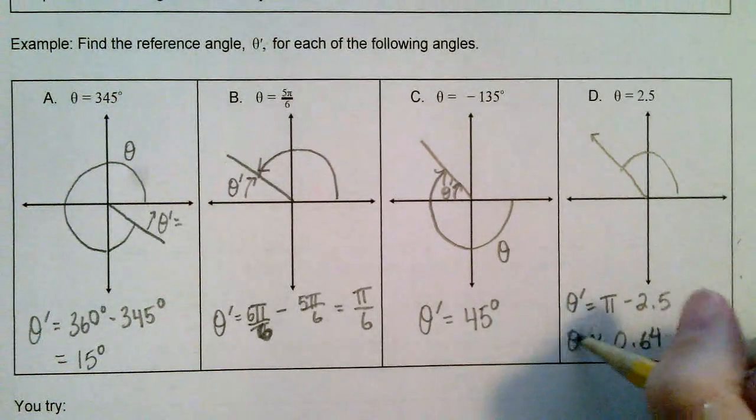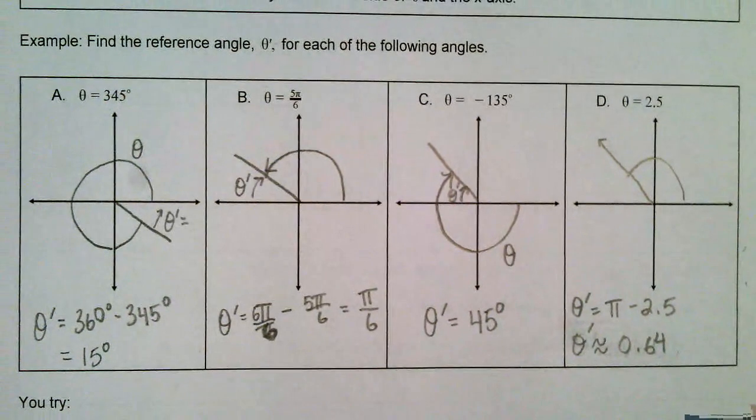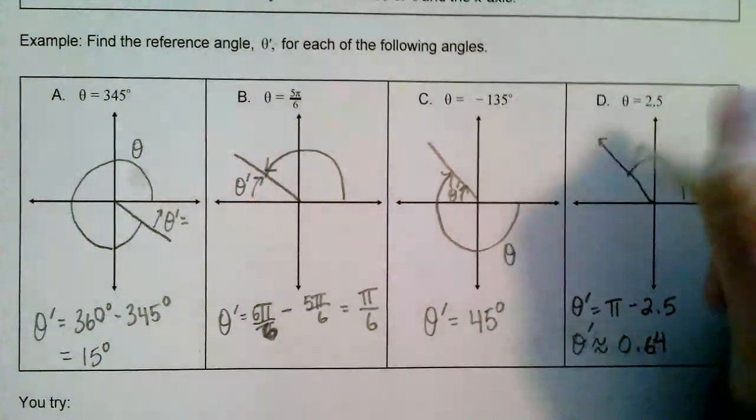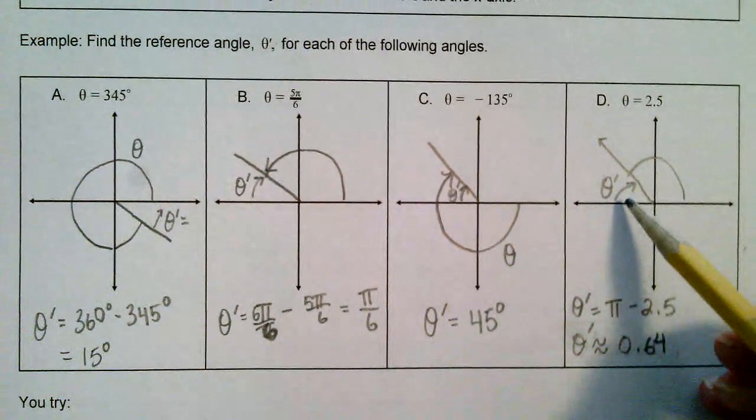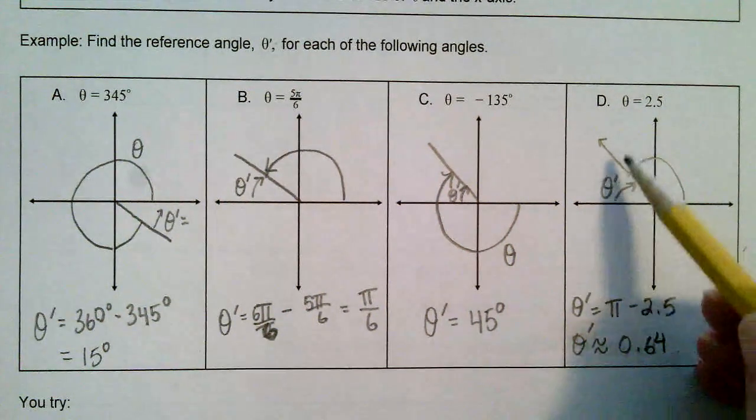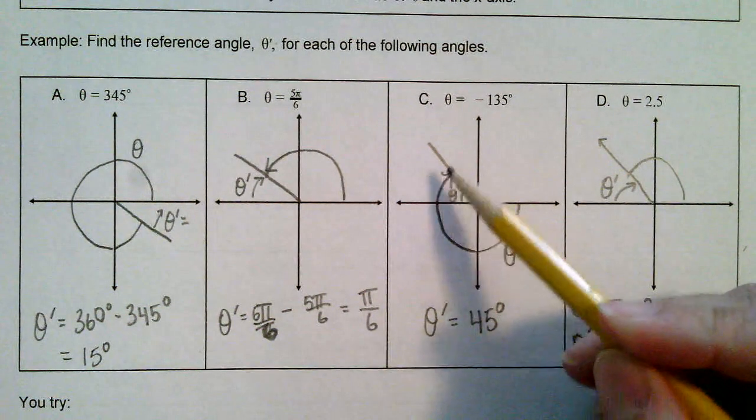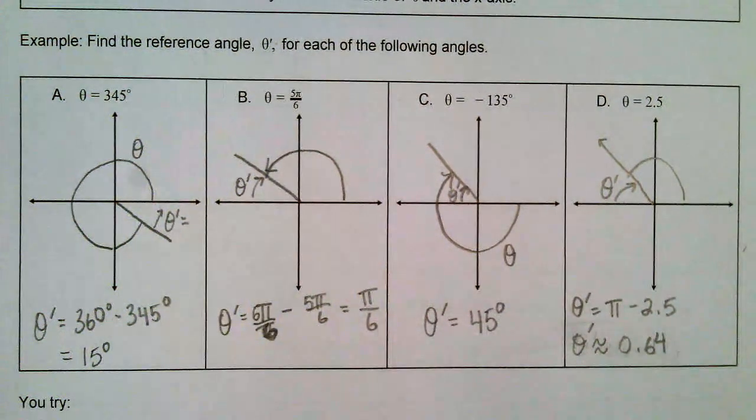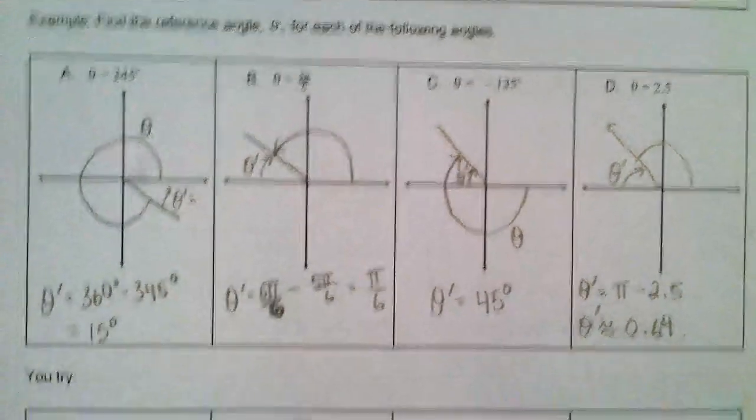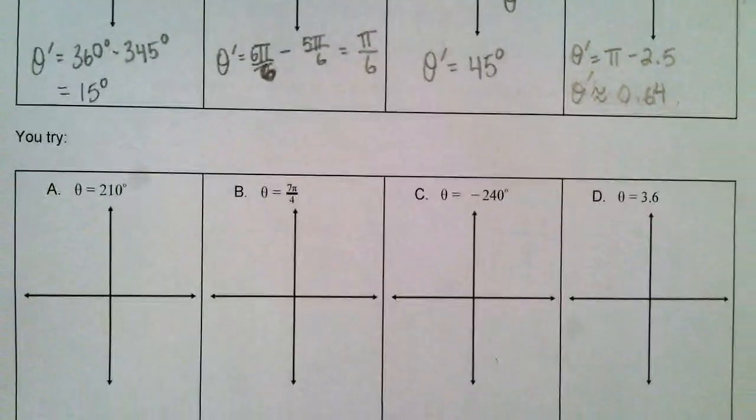So again, your reference angle is always positive, and you are looking for the angle measure between the x-axis and the terminal side, whichever quadrant you fall in. Pause the video and try the 3 practice problems on your own.